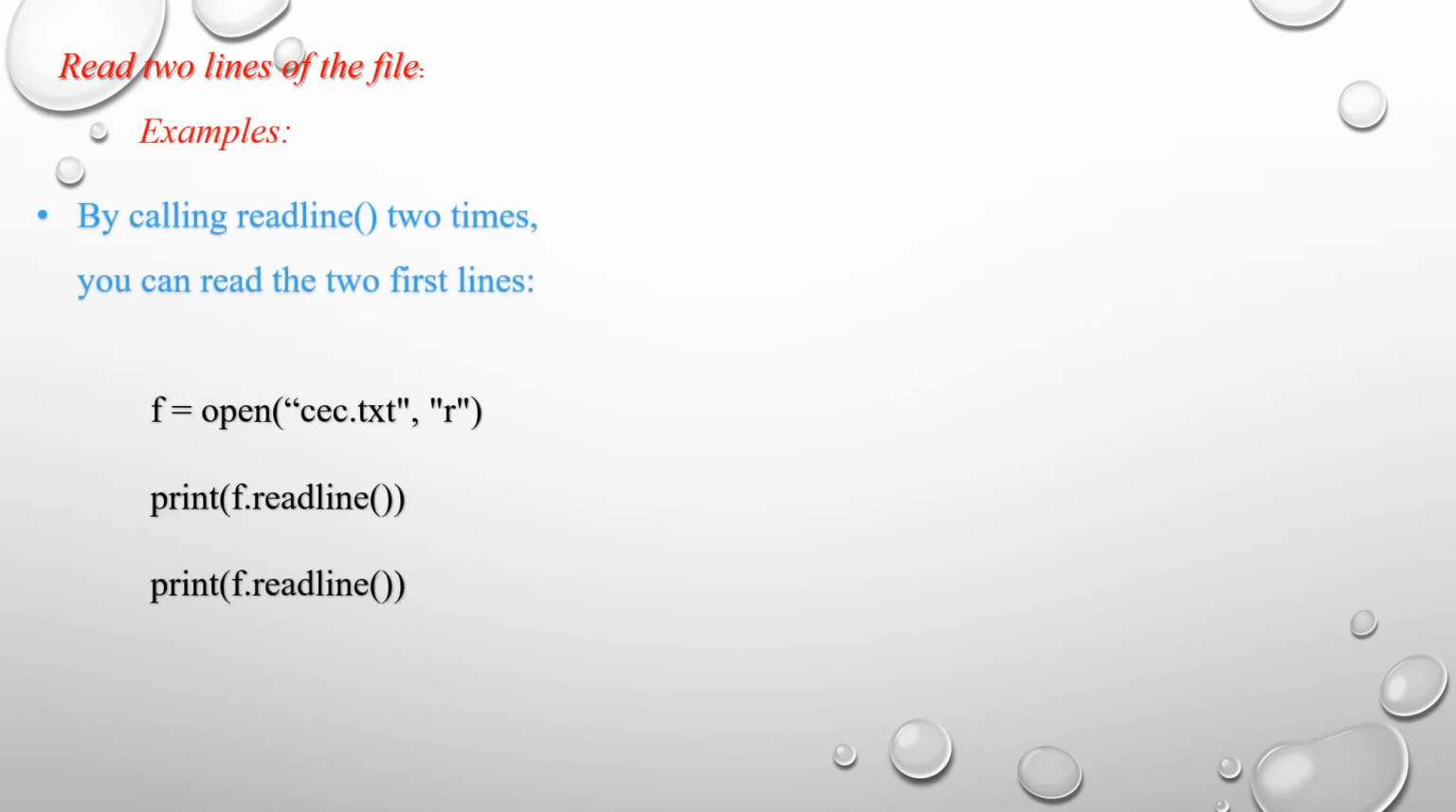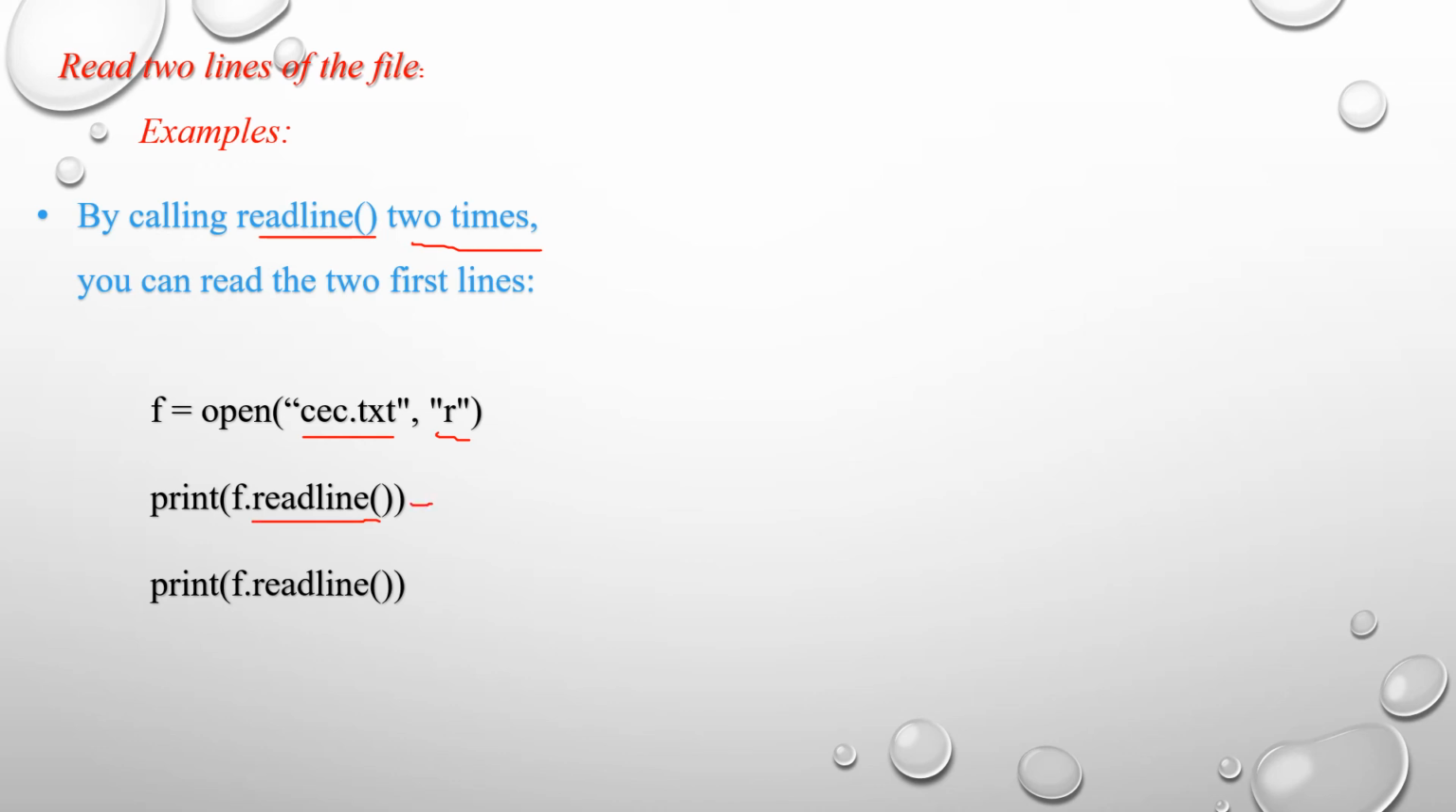If you want to read the first two lines of the file, we can call the readline function 2 times. So you can read the first two lines. For example, take f is equal to open cc.txt. This is my file name and the mode is read. After that I'm going to call print f.readline.